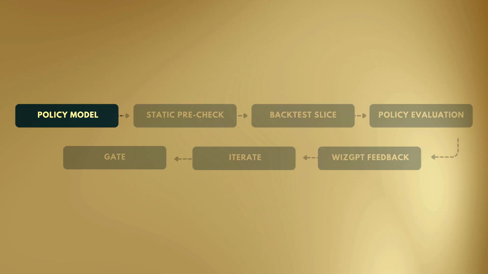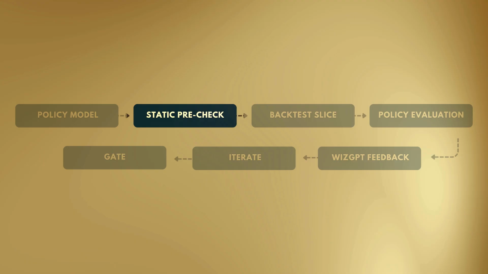Now let's see how the system actually uses this policy layer. The policy model. Every advisor has a policy model. It's just JSON or OPA/Rego with clear rationales and tags: conservative, intraday, options. Everything is versioned. Everything is auditable.